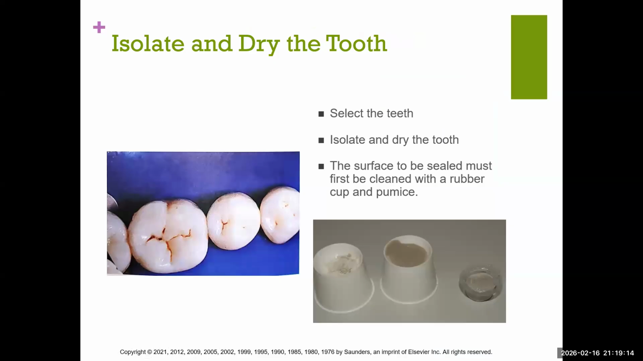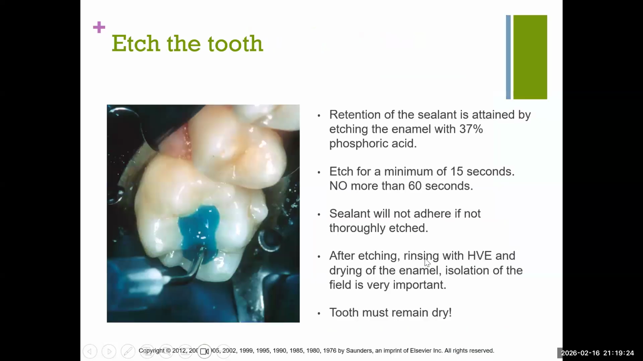Again, you want to isolate and dry the tooth. Select the tooth, dry it. The surface to be sealed must first be cleaned with rubber cup and pumice. Pumice doesn't have fluoride in it. Retention of the sealant is attained by etching that enamel. Etch it for 15 seconds, but not more than a minute. The sealant will not adhere. It won't stick if it's not etched properly.